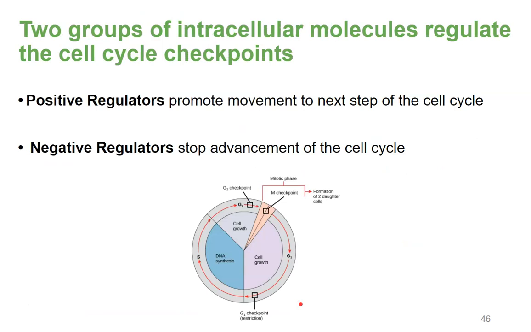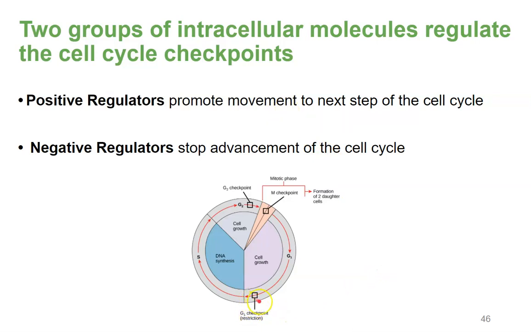Okay, so some other things that can be regulators of cell division are positive and negative regulators. So these are things internal to the cell and also external sometimes. So positive regulators promote the cell to move to the next step. Negative regulators stop the cell.